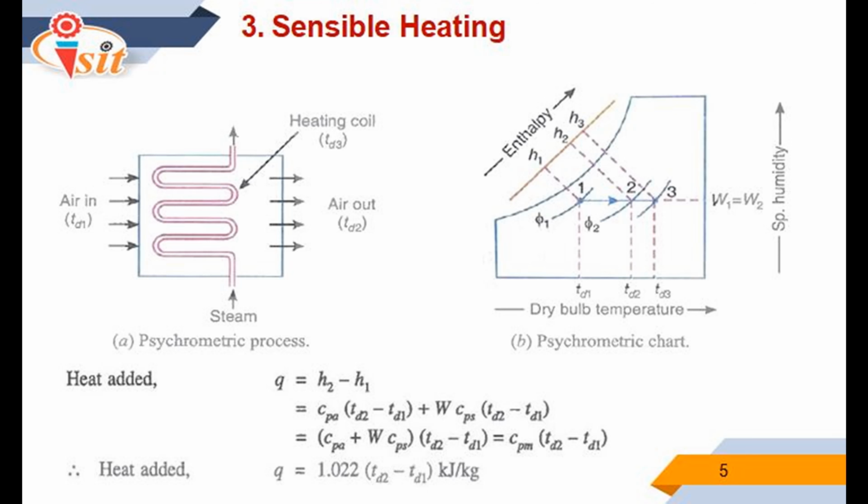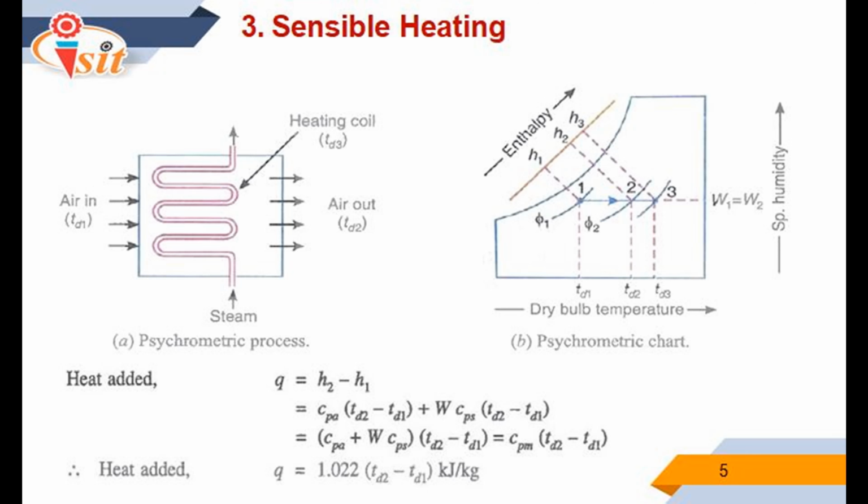The point 3 represents the surface temperature of heating coil. The heat absorbed by the air during the sensible heating may be obtained from the psychrometric chart by the enthalpy difference of H2 minus H1. It may be noted that the specific humidity during the sensible heating remains constant, means W1 is equal to W2.